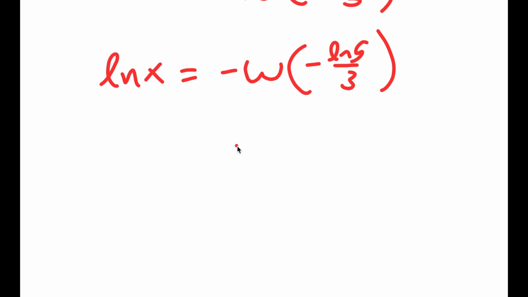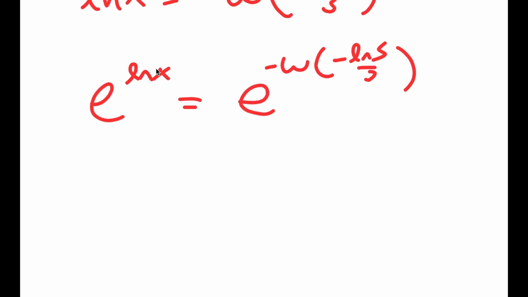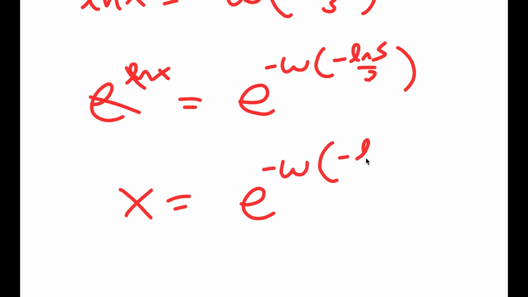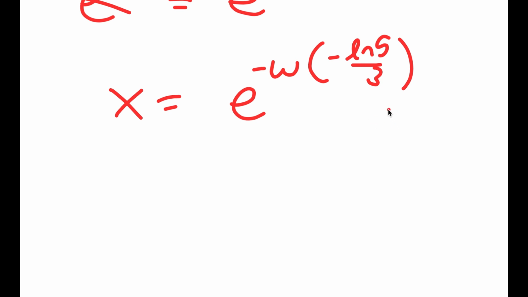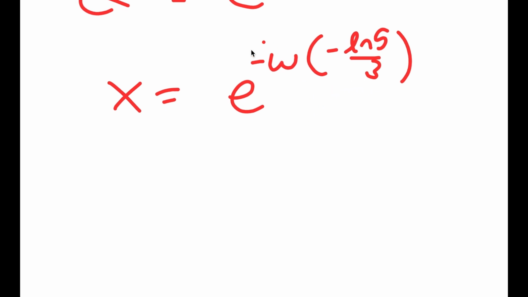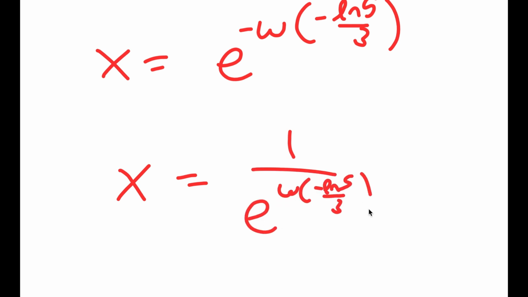Now, I'm finally going to take e to the power of both sides. So I have e to the power of ln x is equal to e to the power of negative W of negative ln phi over 3. And e to the power of ln of something is just that. So these two cancel out, and I get x is equal to e to the power of negative W of negative ln phi over 3. Now, because this is a negative exponent, this is the same thing as 1 over e to the power of W of negative ln phi over 3.